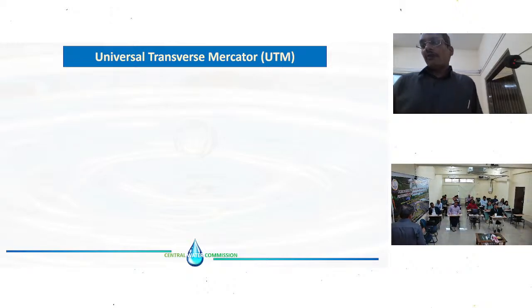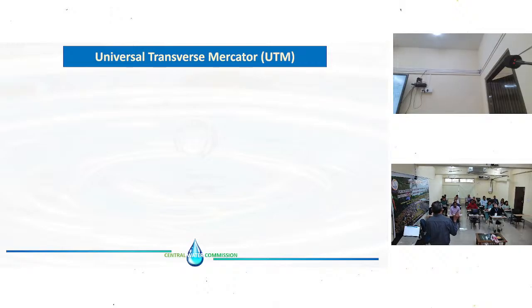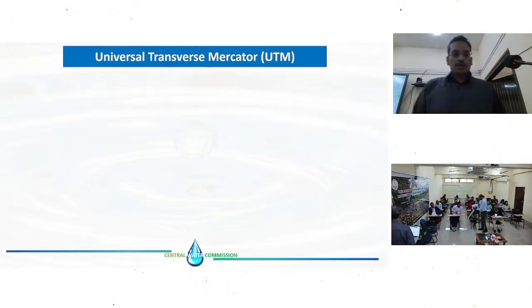And why are we talking of this projection? Suppose you have two different GIS layers in two different projection systems, then they have to be reprojected to the same coordinate projection system. Then only you can do any analysis. Otherwise, they will not overlap exactly. So whenever you get a GIS layer, you should look for its projection. What is the projection system? Whether it is a global coordinate system, or if it is projected, then what is the projection system? So you have to put all the layers in the same projection system.